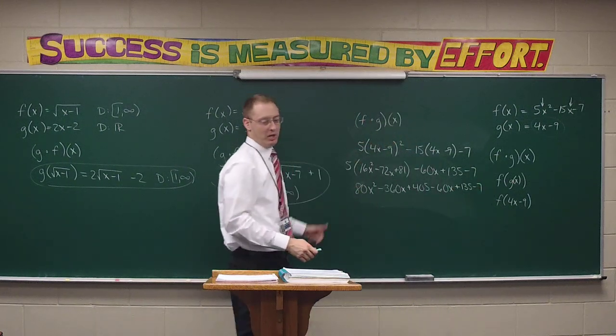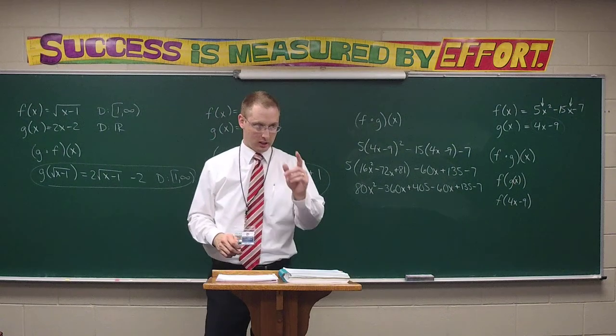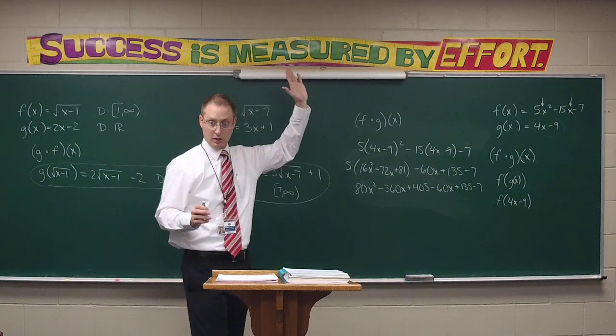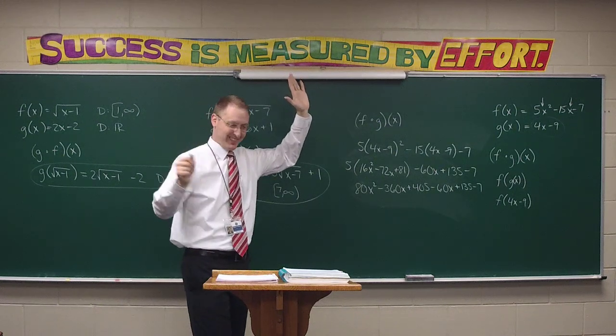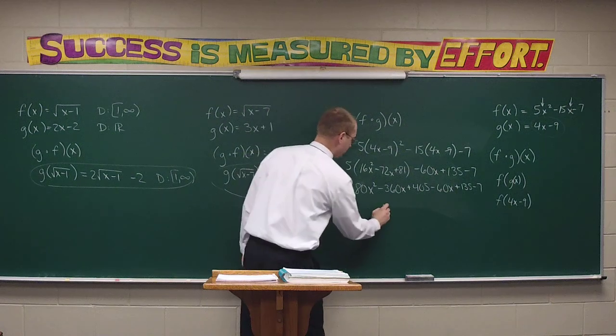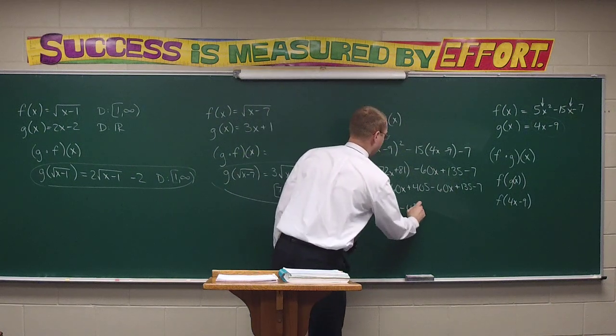A lot of combining. What did you get for your answer? Let's come back to Genesis, assuming everything looked good. Everything looks good so far? Okay, never mind. Let's call on Abby. I got 80x squared minus 420x minus 263.